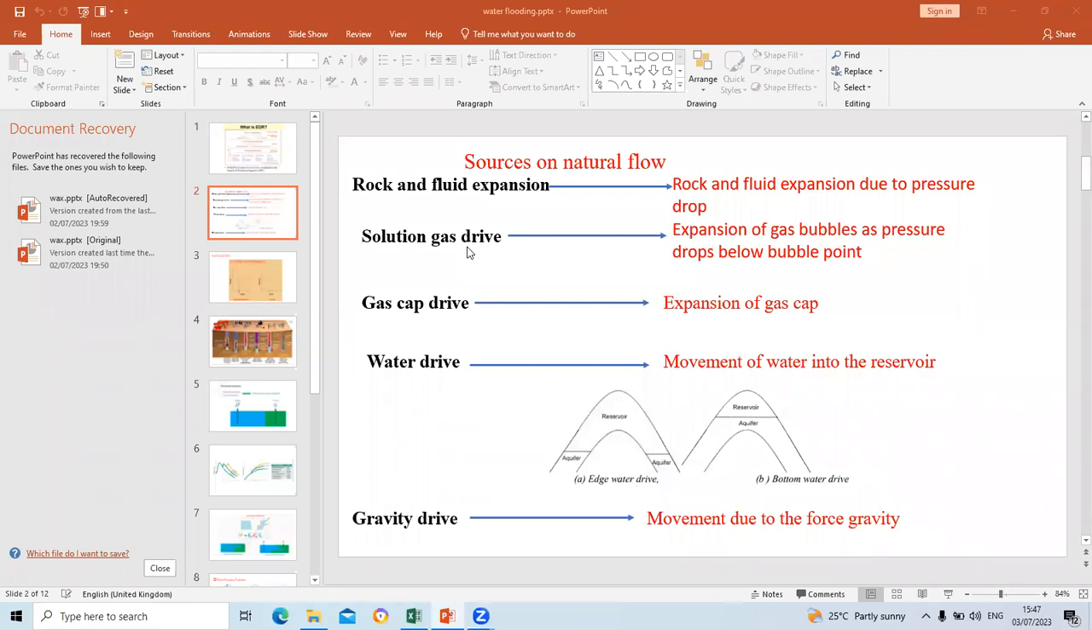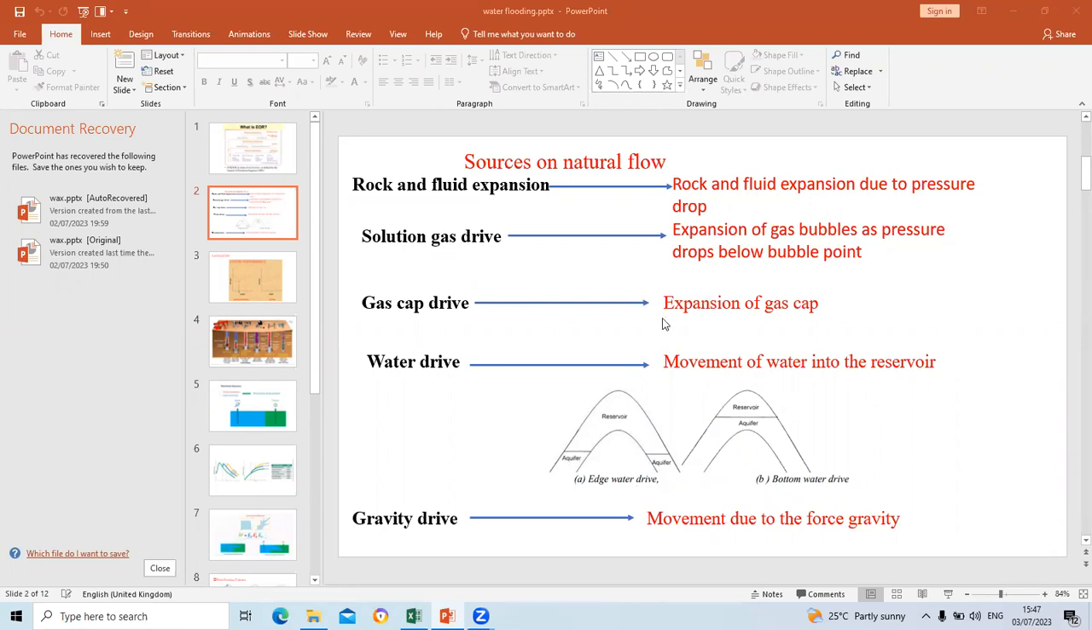We have gas now that starts coming out from the oil because the pressure is going below the bubble point pressure. As these gas bubbles start coming out, they expand. As pressure is dropping, the gas bubbles are expanding. In the course of that expansion, they are gradually pushing hydrocarbon away towards the well bore.